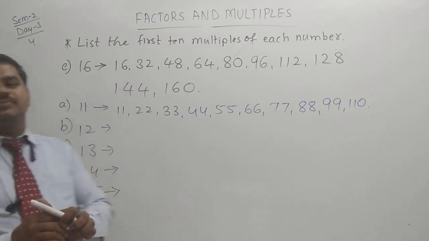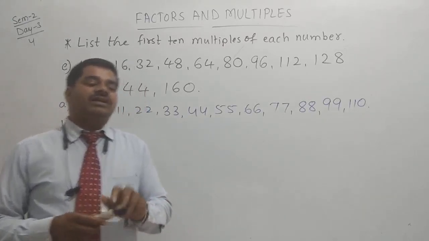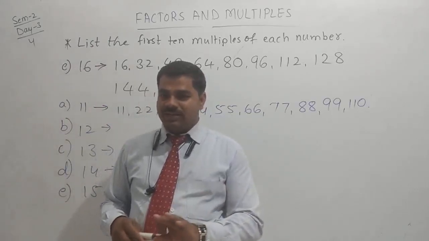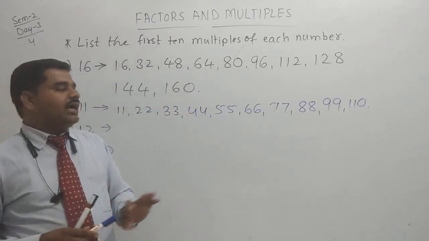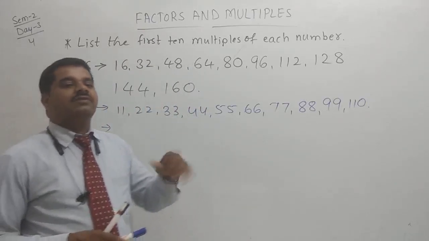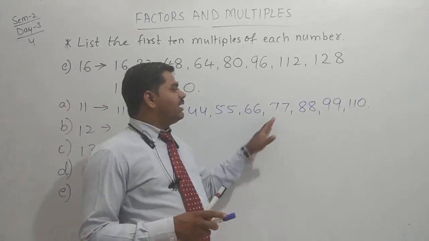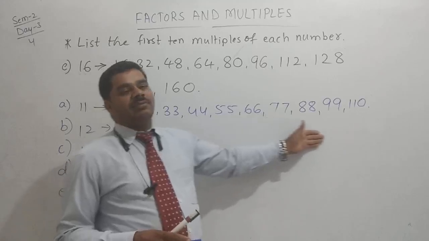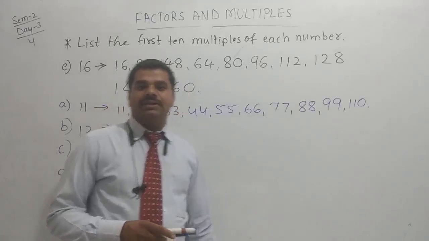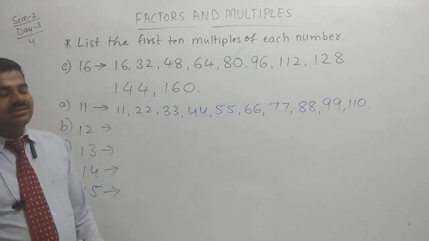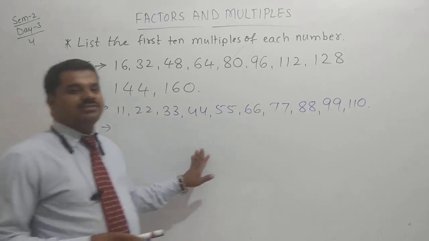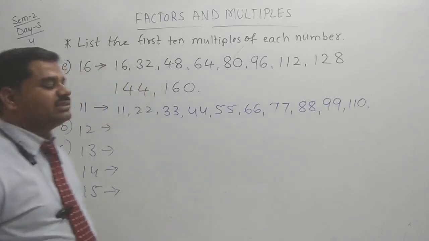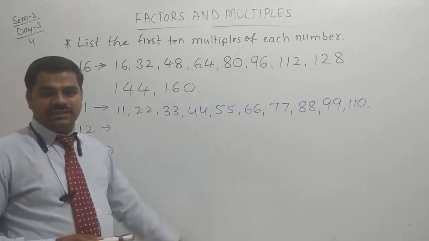First, what are multiples? Multiples of a number is the product obtained when a given number is multiplied by any number except 0. And one more thing you should remember: every number is a multiple of 1, and multiples of a number are infinite. Multiples means it's nothing but the multiplication table. Where will you get them? You will get them in the multiplication tables.